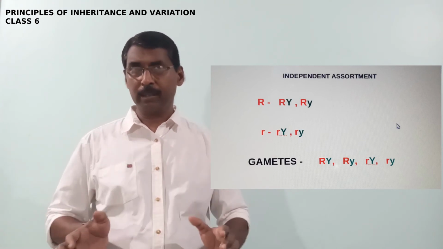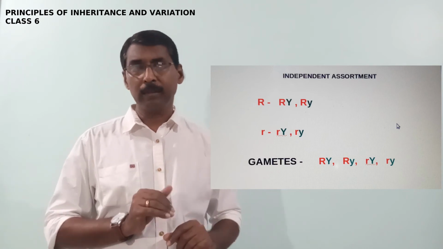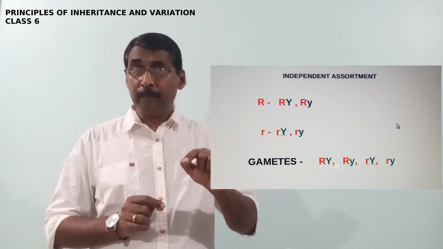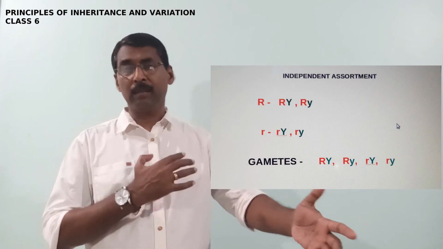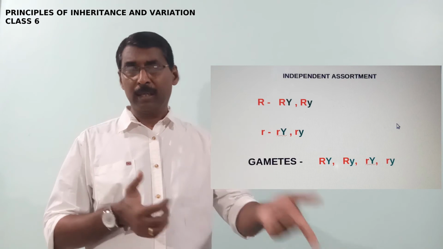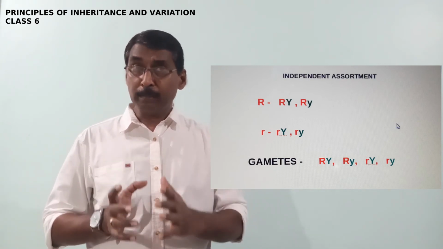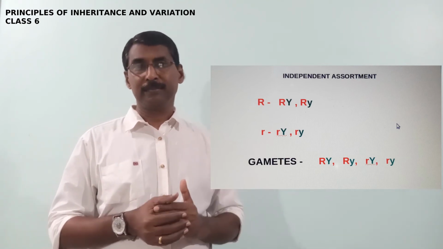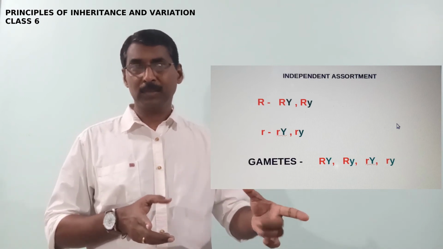It is already segregated. Now it is free. Capital R and small r are free. They are segregated. So after segregation, the capital R can be assorted in different ways with the alleles of the other character. That is the color. Capital R is the allele of the shape. And according to Gregor Mendel, it can assort with the alleles of the color in various ways, independently. So let us see how it assorts.